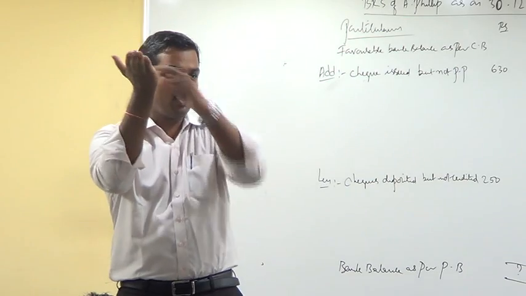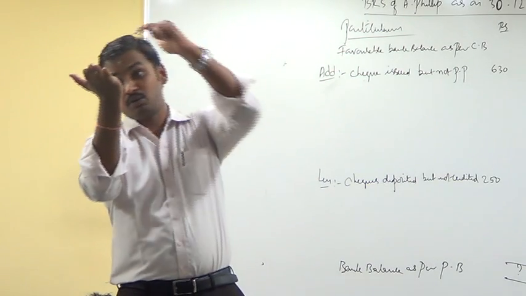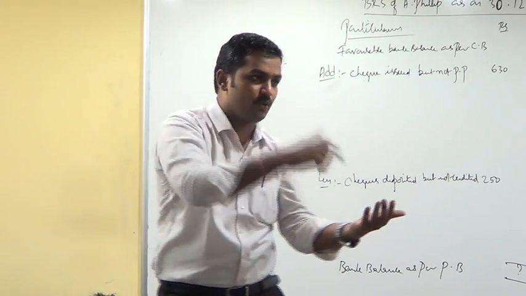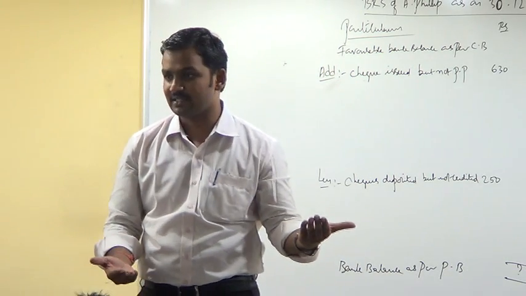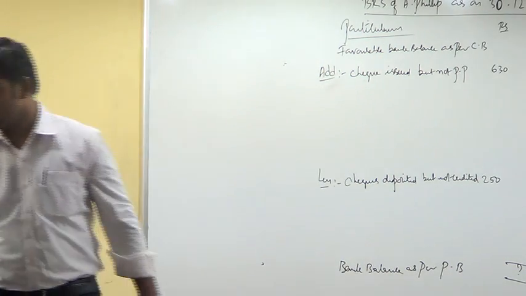What should you do now? Cash book is more, passbook is less. I want to make the cash book equal to the passbook. So what should I do to the cash book? Less. Everybody understand?